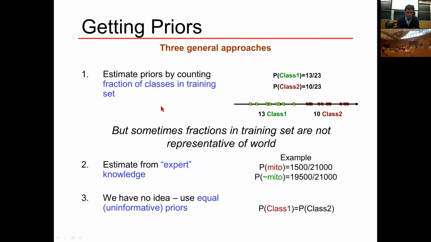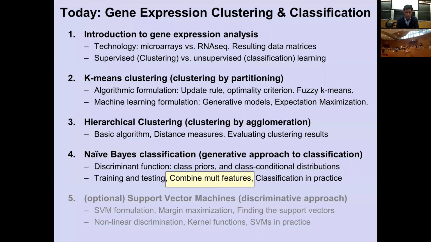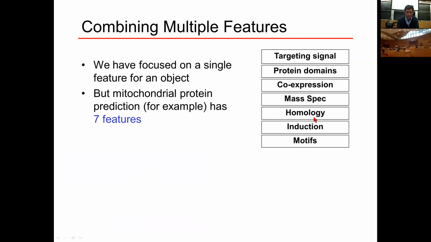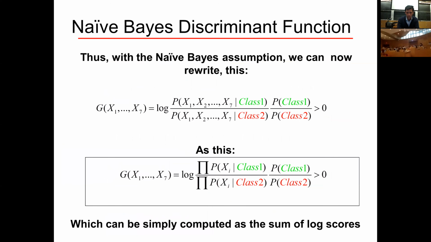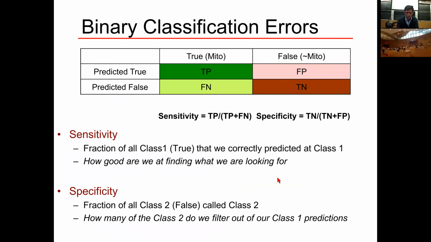To estimate your priors, you can use expert knowledge, or use some uninformative priors, or estimate the relative membership of each class during training. You can combine multiple features by simply multiplying things out across each of the dimensions, and then multiplying in your discriminant function. Then you can evaluate your classification using the number of true positives, false positives, true negatives, and so forth. And this table is very helpful.